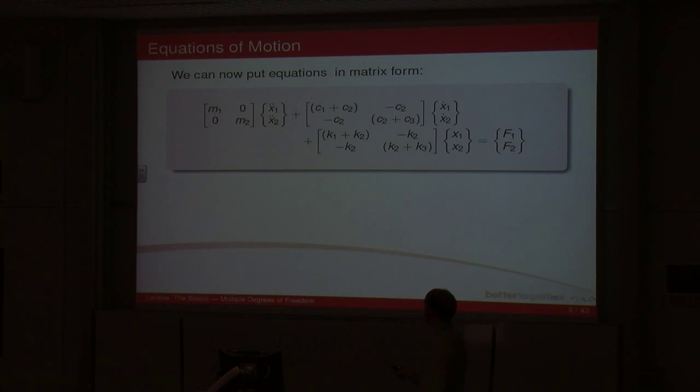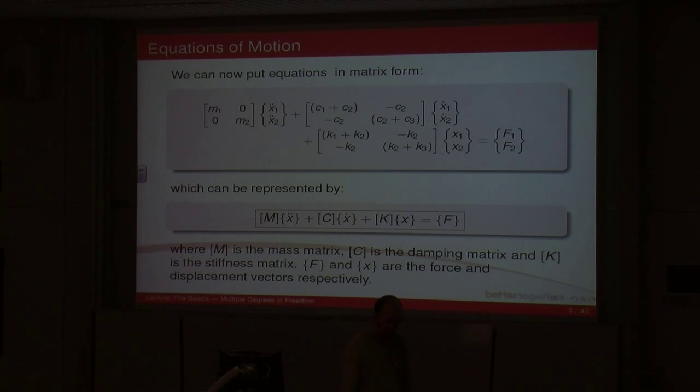And obviously, if you multiplied these equations out using matrix multiplication, you'd end up with two equations which match up with what was on the previous slide. Okay, that would be m1 times x1 double dot plus 0 times x2 double dot, so that's just obviously m1 x1 double dot, and so on. And you can just go through and multiply them out, and you end up getting the same equations that we had before.